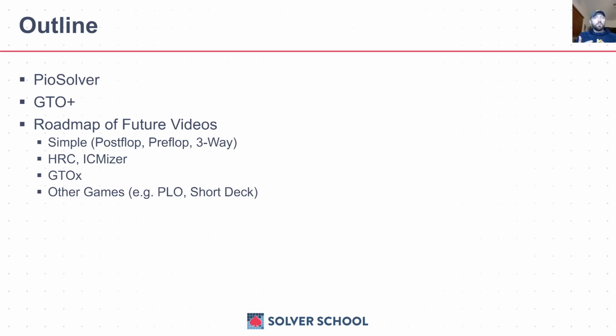I plan to potentially explore other options, so GTO-X, a newer solver tool released by some of the guys at Finding Equilibrium. Really awesome tool, very feature rich, a lot of different visualizations and ways in looking at the data that we'll definitely spend a little bit of time digging into at some point in the future. And later on in the year, or even maybe in 2023, I may dig into other games. So there are solver options that are out there for PLO. There are solver options that are out there for games like Short Deck. We'll see where our interests take us, but this is going to be an ever-evolving module.